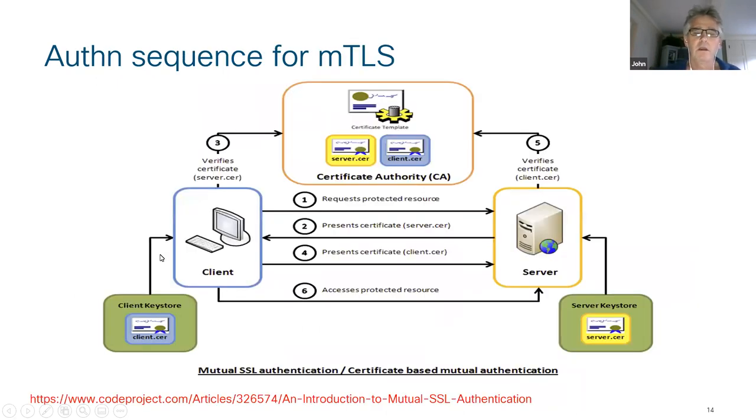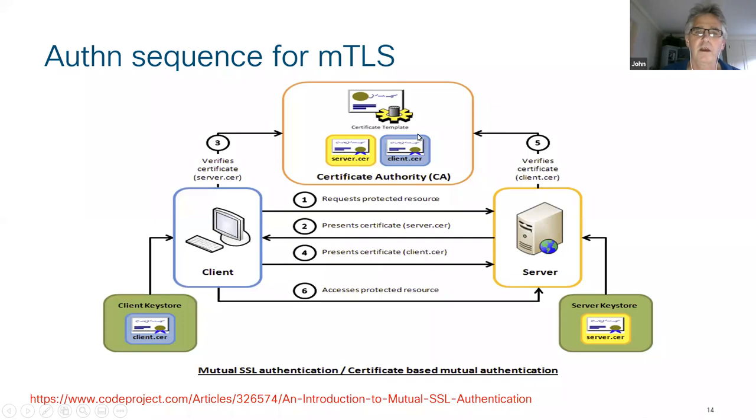Continuing on, here is a sequence. I borrowed this sequence from a site that I list. There's nothing special about this from the perspective of service meshes, but I wanted to make sure people who are not familiar with MTLS understand the sequence. You'll basically have a client with some client certificate of who they are and keys associated with its identity. The server will have something similar. The client will request to access the protected resources. Then there'll be a handshake back and forth so that they can present each other's certificates.